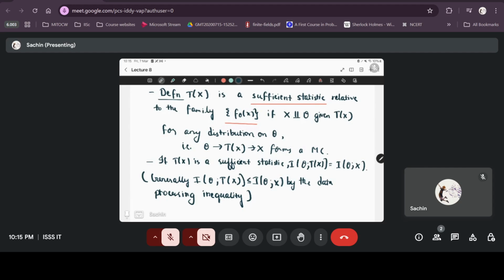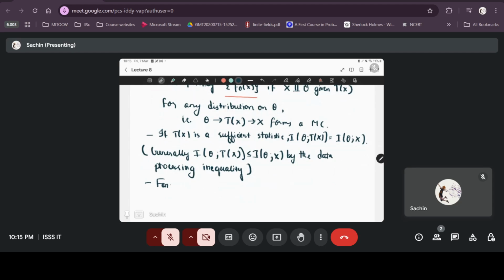So if there is any confusion, just replay the statement I said just before. Maybe I made a small mistake earlier, but whatever definition I told you right now, that's the correct definition, the correct meaning of sufficient statistic.